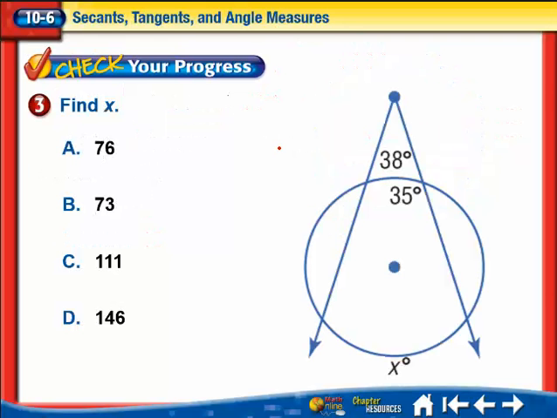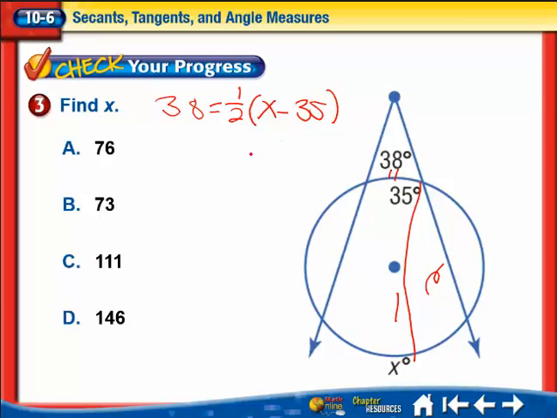Here's another one, very similar to what we just did, only this time it's the bigger arc that we're looking for. So again, we're going to say x minus 35, the big arc minus the little arc, is going to equal this after we divide it by 2. So I'm going to write this out. 38 is going to equal 1/2 of my 2 arcs subtracted, with the bigger arc going first.